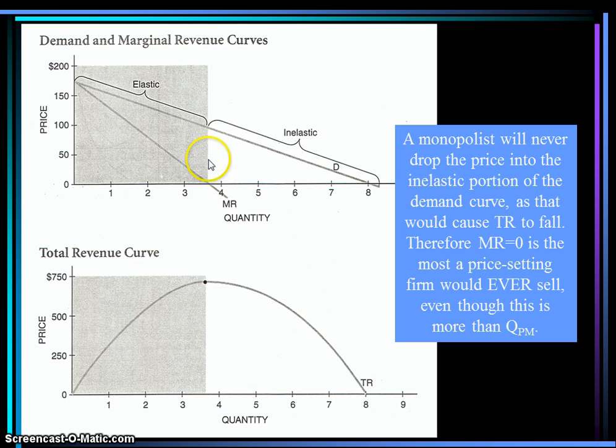Even though where MR equals 0 is going to be greater than their profit maximizing quantity of output. So in reality, they're really going to be producing somewhere in the elastic portion of the demand curve, depending on where the marginal cost curve and the marginal revenue curve intersect, because where MR equals MC is their profit maximizing level of output. But just know that once we get to where MR equals 0 and enter the inelastic portion of the demand curve, we can pretty much ignore the rest of this because it doesn't matter.